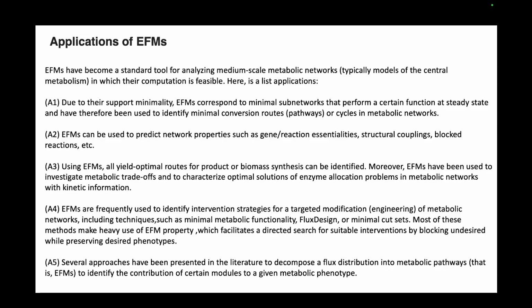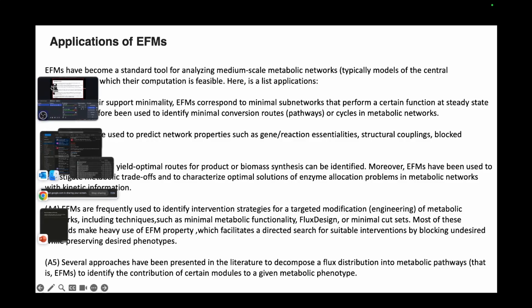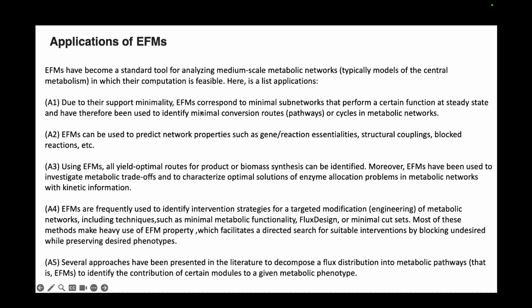Now, where are these applications of elementary flux modes and extreme pathways? Where is this applied? EFMs have become a standard tool for analyzing medium-scale networks, typically models of central metabolism, in which the computation time is feasible. And I have listed down 5 such examples where EFMs are utilized. Due to their support minimality, EFMs correspond to minimal subnetworks that perform a certain function at a steady state.